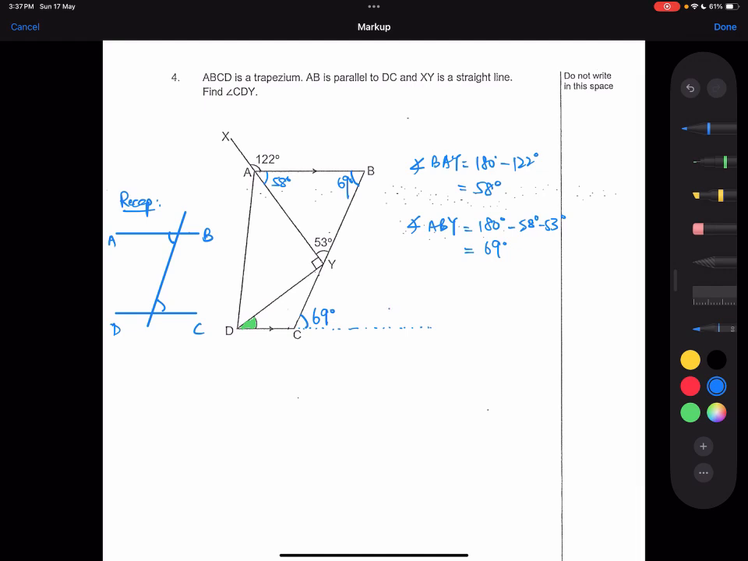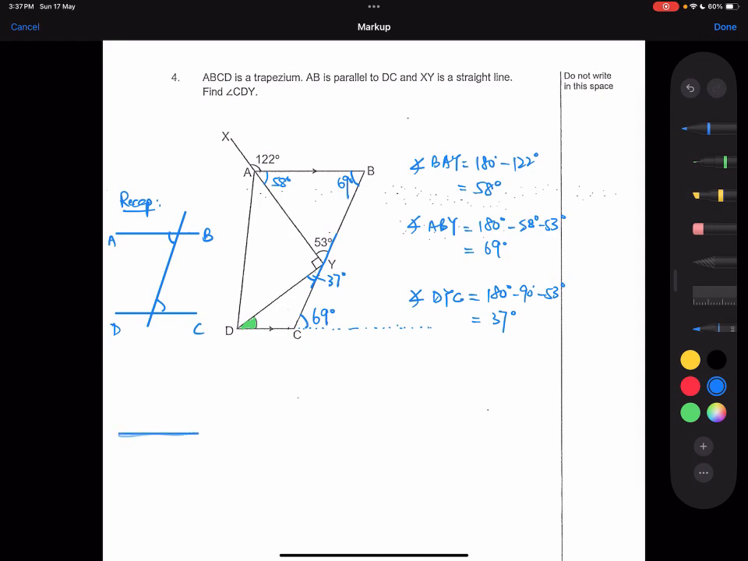Now, one more thing, can we find this angle here? Yep, we can. Angle DYC. How do we find it? Can you see the straight line? Yep, we have a 53 and a 90. We can find the remaining angle. So 180 minus 90 minus 53. That will give us 37 degrees. This is 37. Now let me do one more recap.